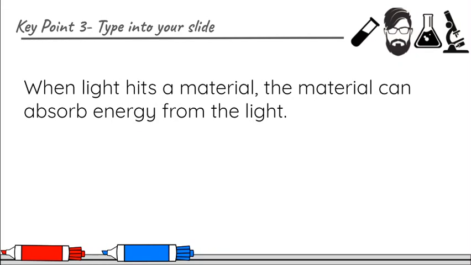So I want you to start by writing this key point down. Key point number 3. When light hits a material, being any object made of matter, the material can absorb energy from the light. So as you notice from the simulator, some possible things that light does when it hits objects is it can either reflect, which means it bounces. It can go through objects. We saw some of that. Also, it can literally absorb the energy from the light. So think of it as kind of like an energy sponge.